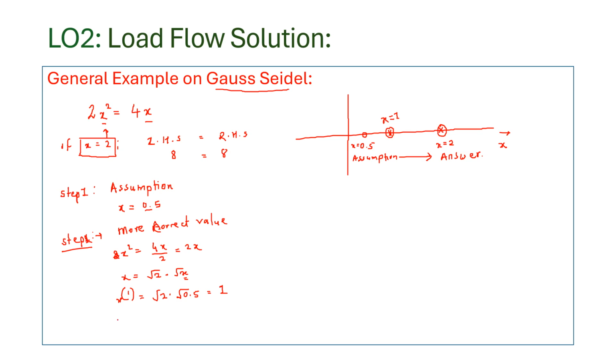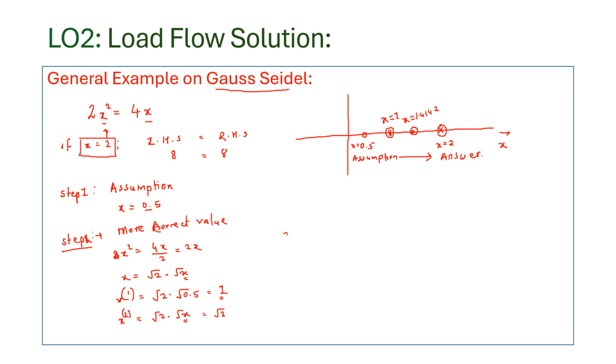Now we go for the second iteration, x2. Once again we calculate the value of x. Now again root 2 into root x. Now in the x we substitute the more correct value. So we get here root 2. But root 2 is also not the correct value. So we get x is equal to root 2, that is 1.4142. This is also not the correct value.